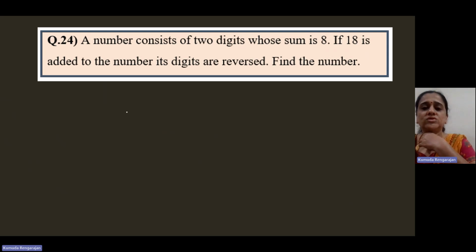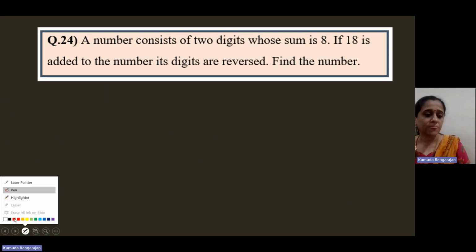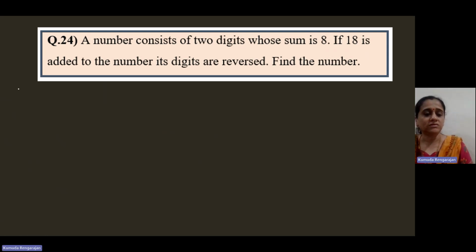A number consists of two digits whose sum is 8. If 18 is added to the number, its digits are reversed. Find the number. Okay. See here.